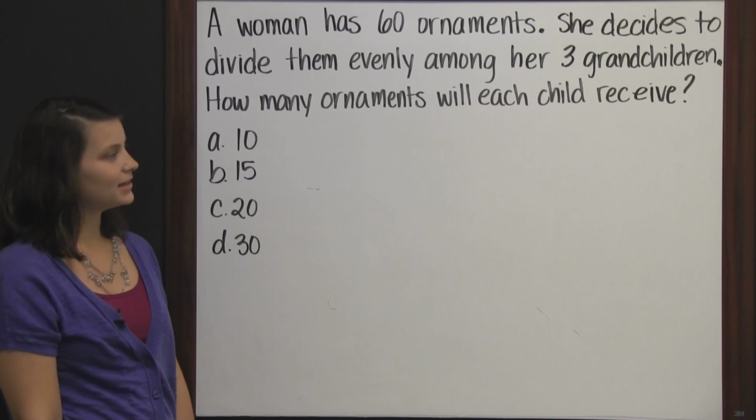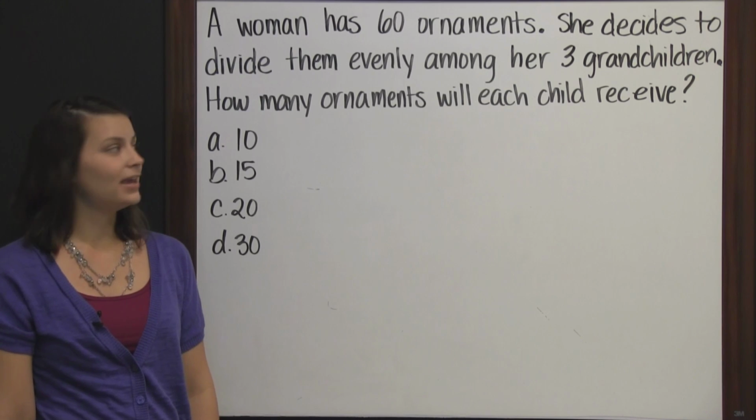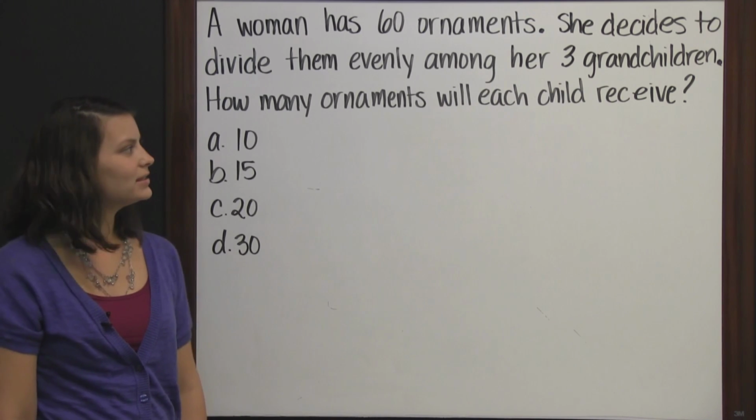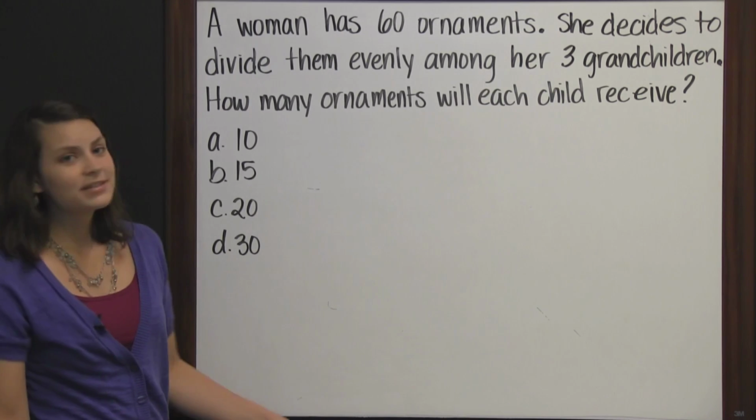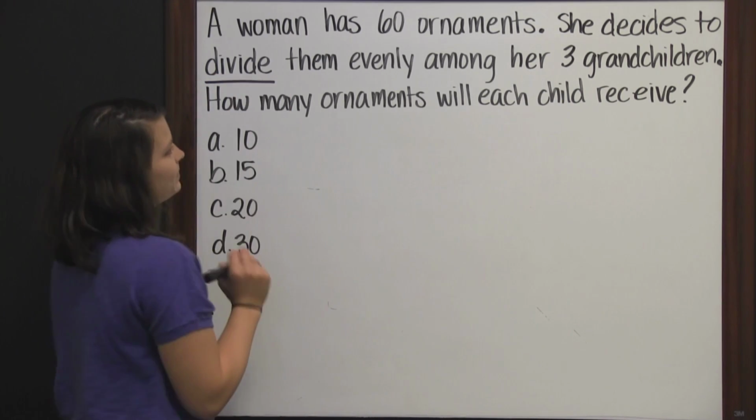A woman has 60 ornaments. She decides to divide them evenly among her 3 grandchildren. How many ornaments will each child receive? Well, they gave us a big clue on what to do here, since it says divide.